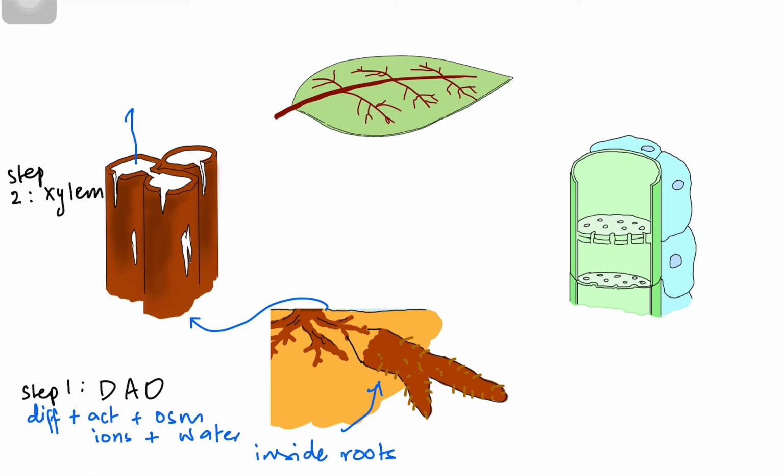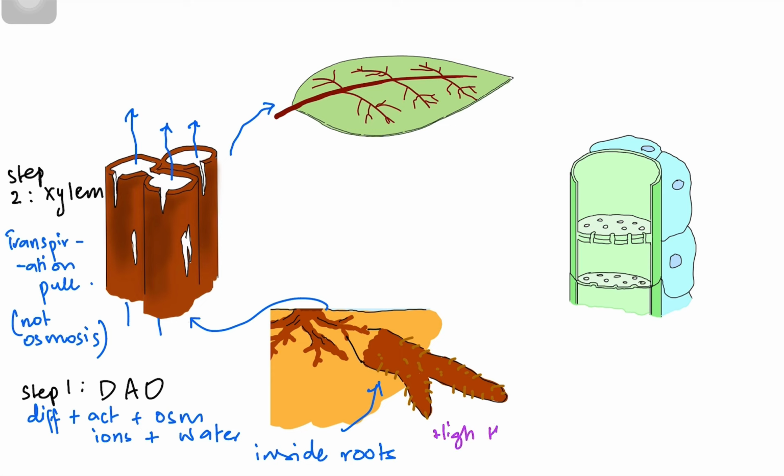So step 2 is xylem. In xylem there is no osmosis going on. Water is moving as a continuous column in the upward direction towards the leaves. This phenomenon is known as transpiration pull. What is meant by transpiration pull? It means that it's not osmosis. It means that there is a scarcity of water on the upper side, so water moves upwards.